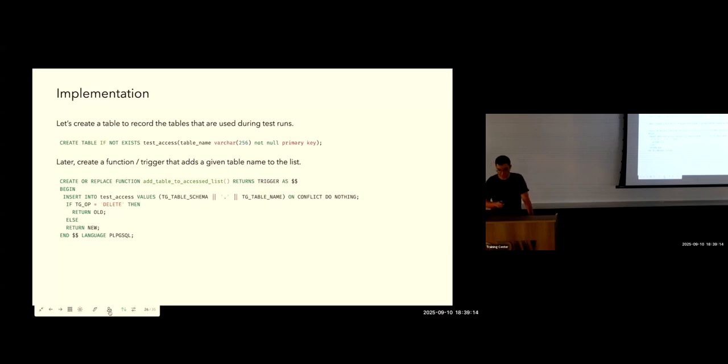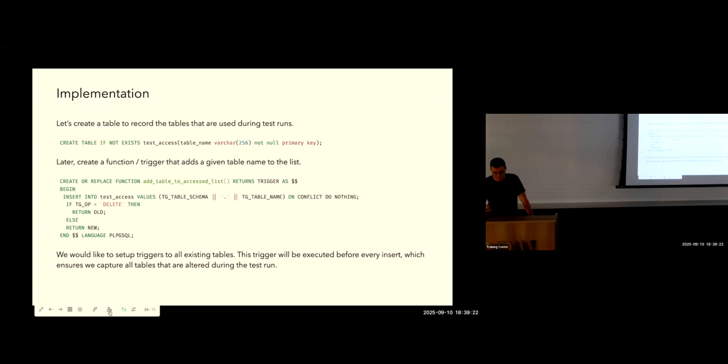And also I realized if the operation is delete, then you have to return the old row. You shouldn't return the new one, which is actually that tuple. So we would like to set up triggers for all of our existing tables, and this will be executed before every insert. So we make sure if it's being inserted during tests, we know what to clean.